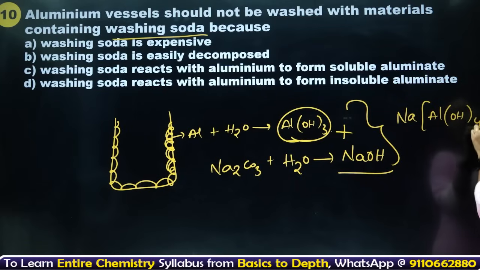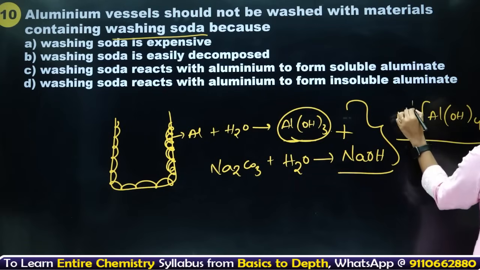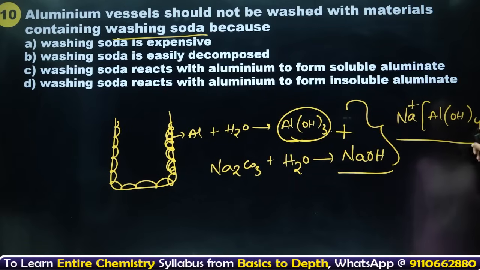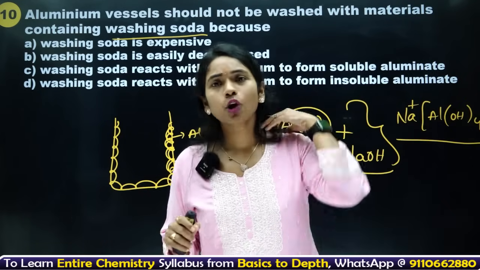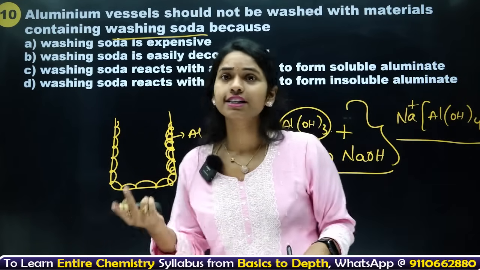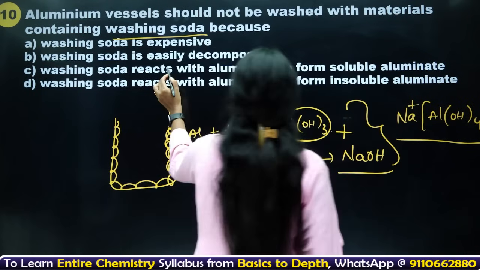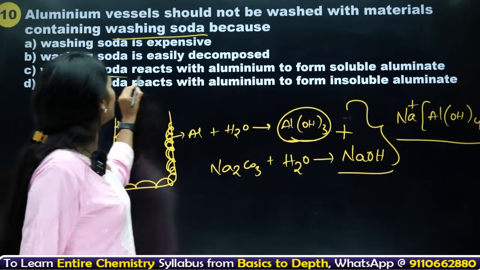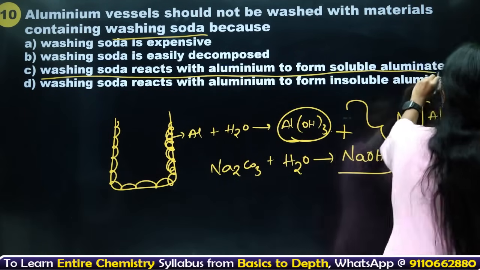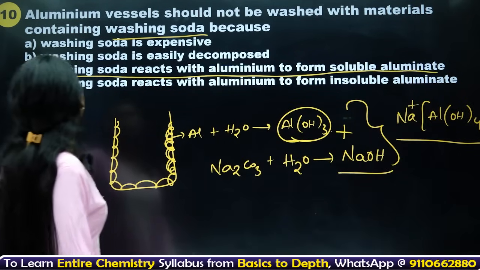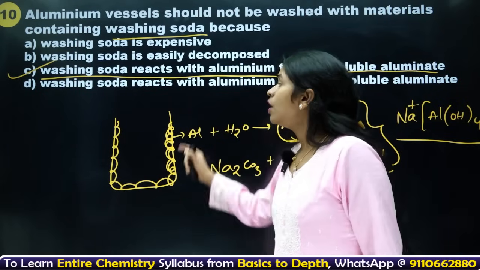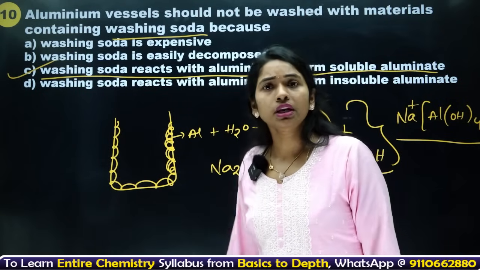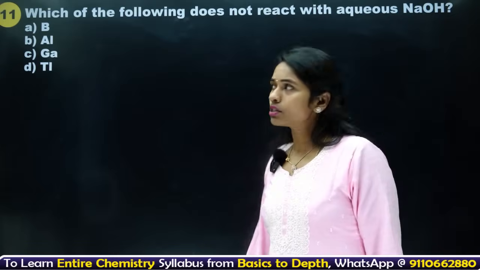Na[Al(OH)4]. This is called sodium tetrahydroxoaluminate(III). This complex is a soluble complex. So washing soda reacts with aluminium and forms soluble sodium aluminate. So option C is the correct statement. That is the reason we should not wash aluminium vessels with washing soda.